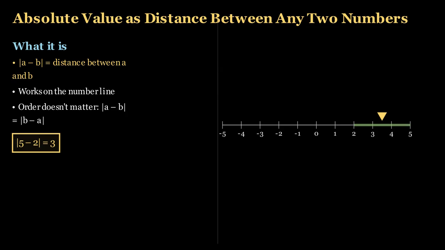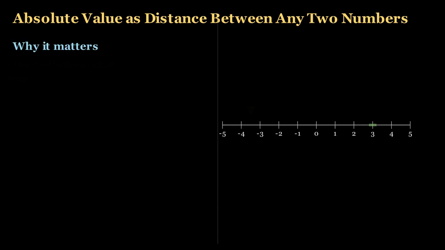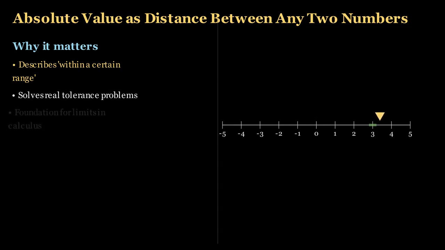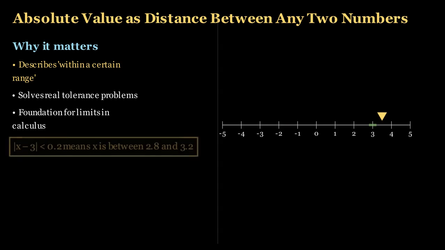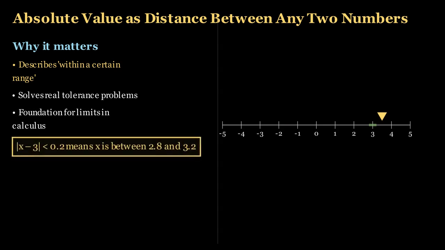Why do we care about distance between numbers? Because in real life, we often need to say this value is within a certain range of a target. Imagine a machine part that must be 3 centimeters long, with an error of at most 2 millimeters. That means its actual length can be anywhere from 2.8 to 3.2 centimeters. We can write this compactly as |x - 3| less than or equal to 0.2. This idea of a center and a radius is everywhere, in manufacturing, in statistics when we talk about margins of error, and in calculus when we define limits. It's the language of "close to."